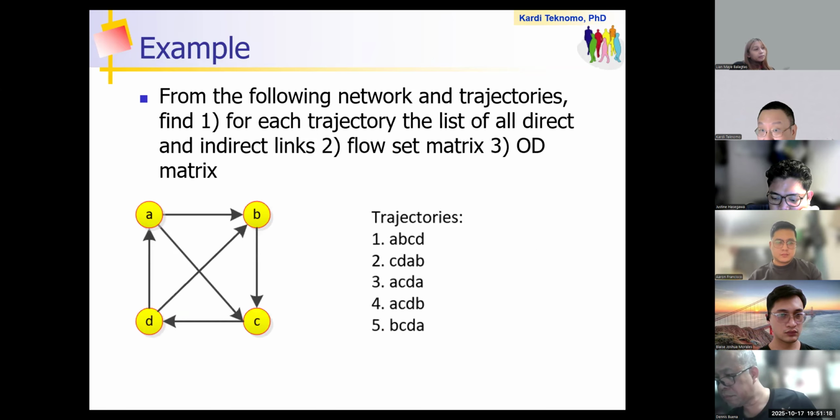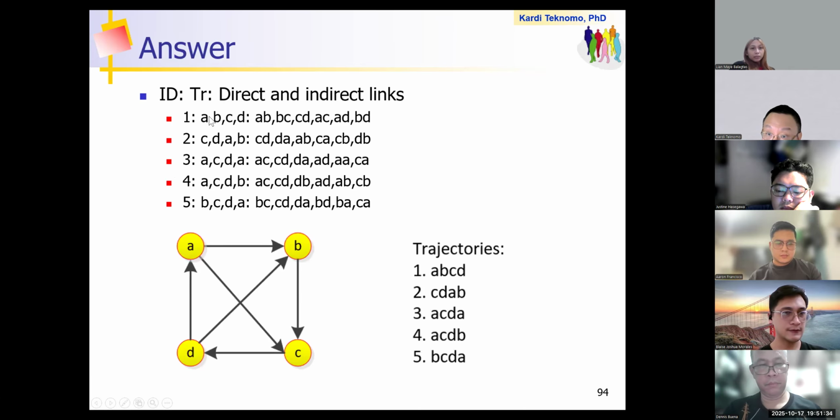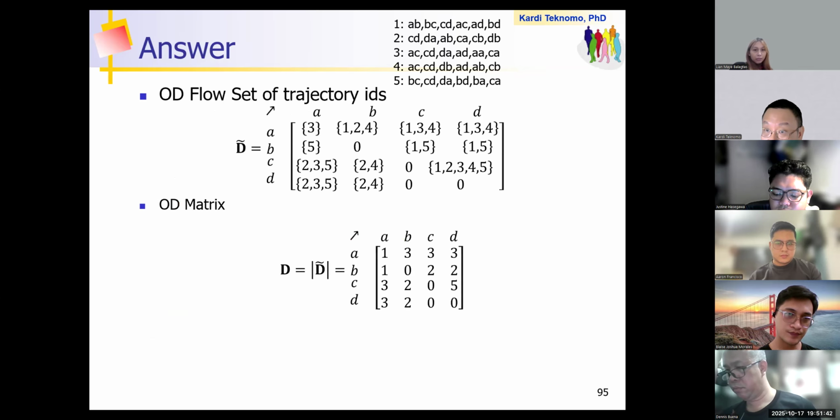Okay, so from each trajectory list here, you can get the OD matrix, the direct and indirect link, and then the flow matrix. This is the example that you can start to list down, each of them. Using that lab a while ago, you can get exactly the same values.